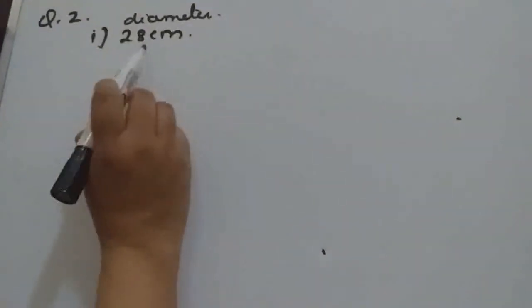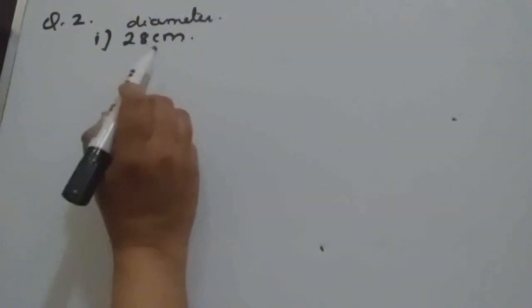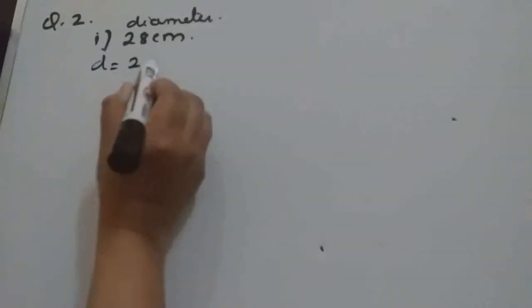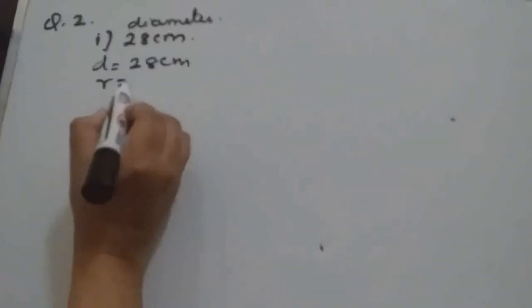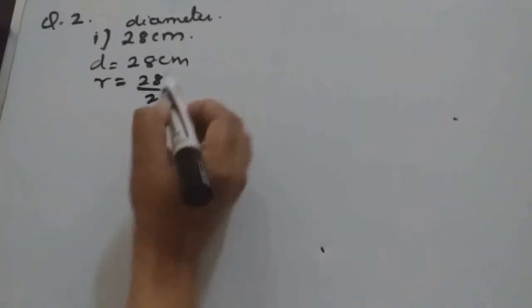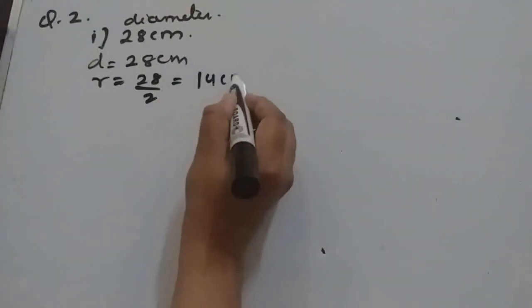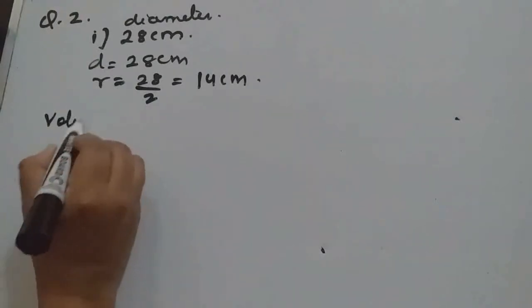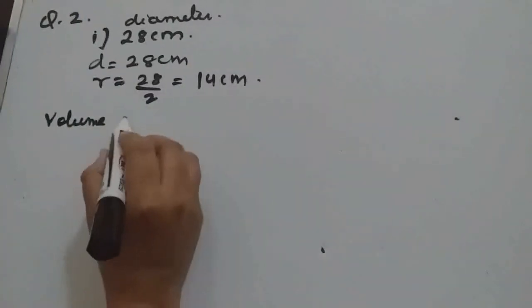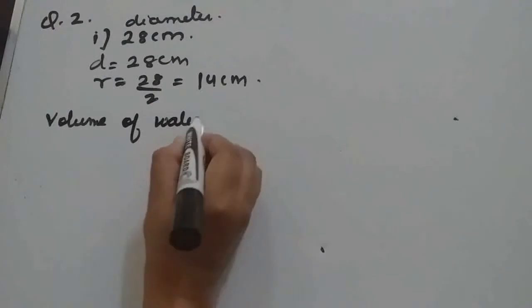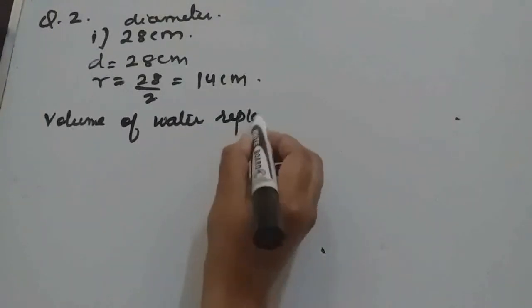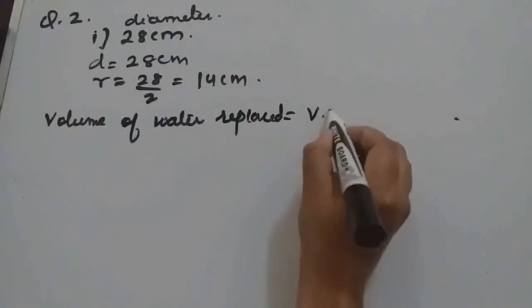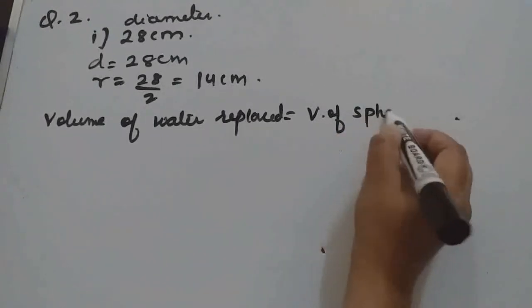Question 2: find the amount of water displaced by a solid spherical ball of diameter 28. If the diameter is 28, we can find the radius. The radius will be 28 by 2, that is 14 centimeter. Now the volume of water displaced will be equal to the volume of the spherical ball.